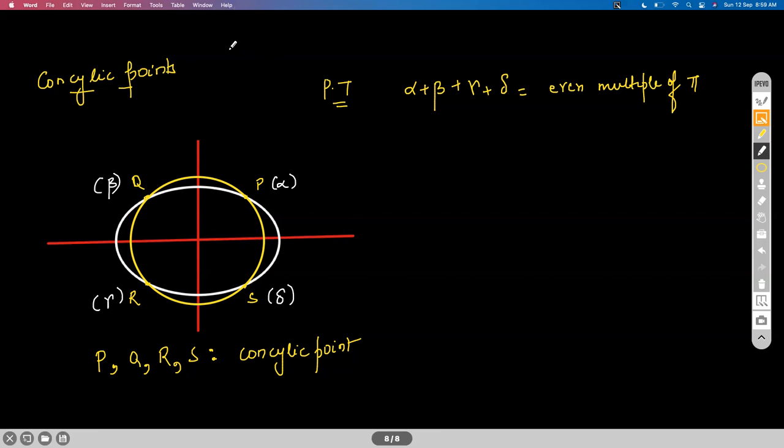Can anybody prove this? So if an ellipse and a circle meet at 4 concyclic points or maybe even 2 concyclic points, prove that the sum of the eccentric angles will always be an even multiple of pi. Please do not get confused with the conormal points. In case of conormal points, it used to be an odd multiple of pi.